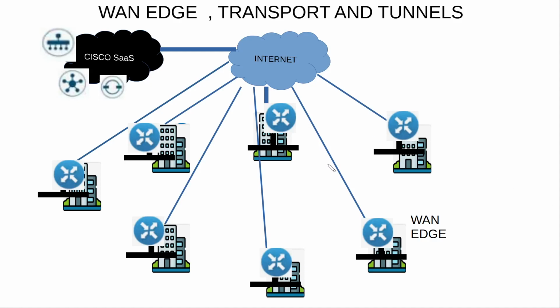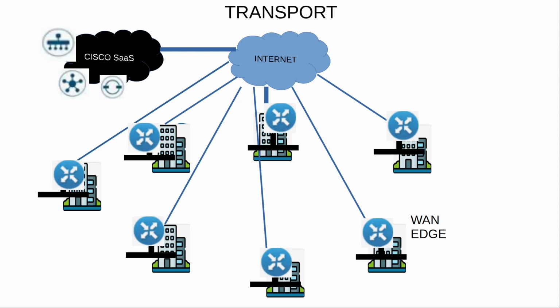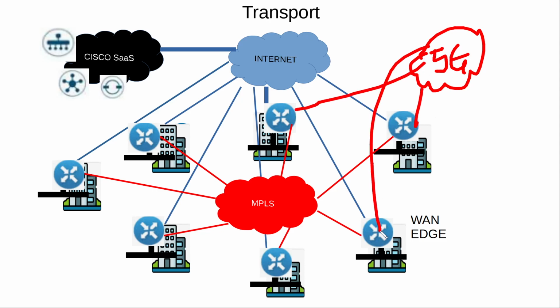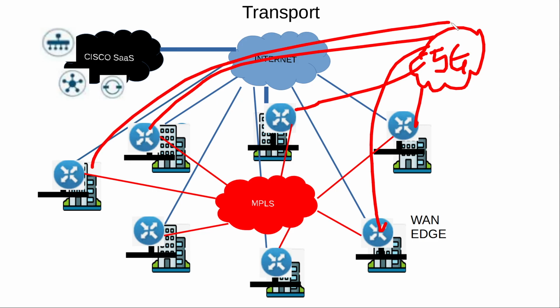Let's talk about the other pieces that are part of your SD-WAN solution: the WAN edge, the transport, and the tunnels. Remember that for the transport, you can choose to have one transport or many. You can, for instance, have an internet connection for every site, and besides that, an MPLS connection. And you can also add more transports as you want. You can have wireless internet connecting your devices, or you can have satellite connections. So you have many options here.